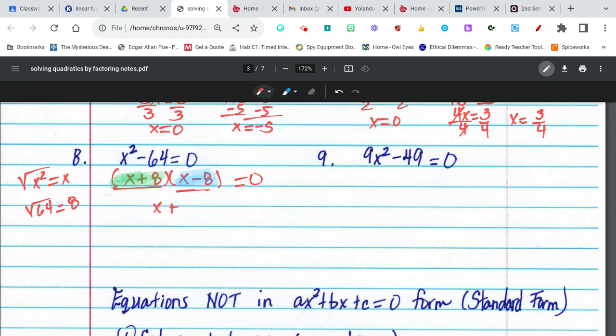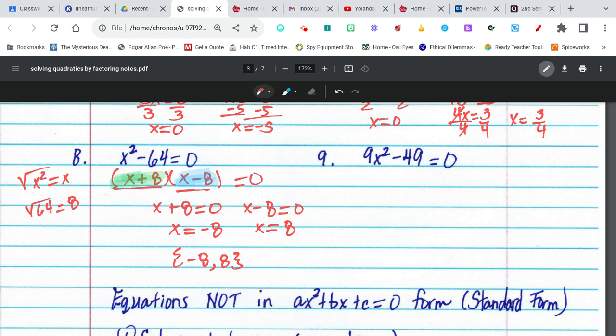Then I'm just going to take these two, set them equal to 0. Here I'm going to get x equals negative 8. And here I'm going to get x equals positive 8. So my x-intercepts would be negative 8 and positive 8.